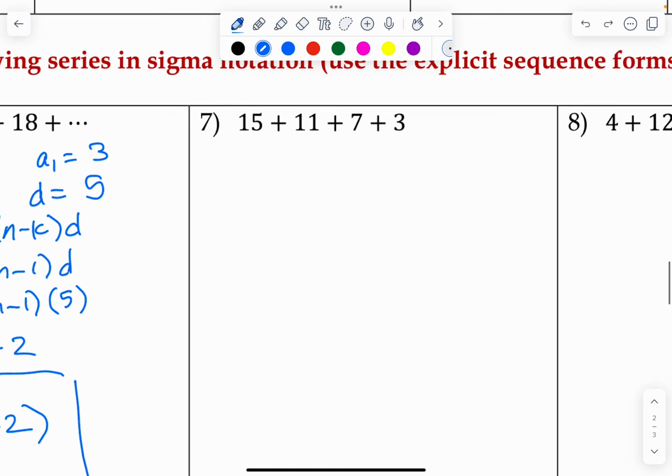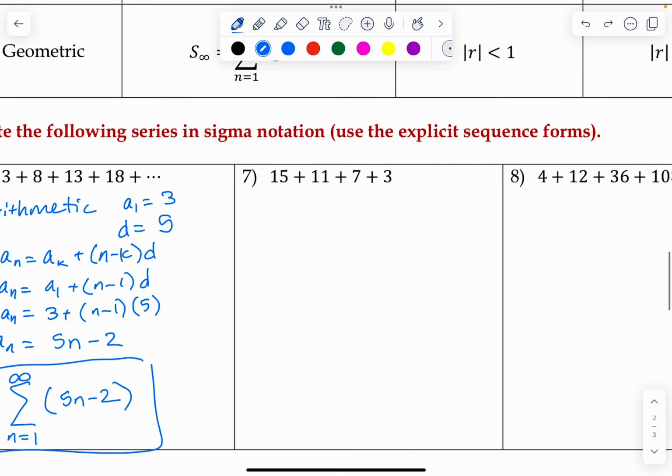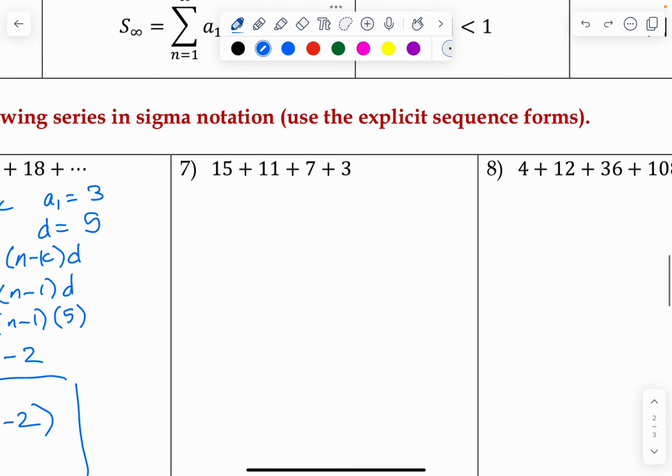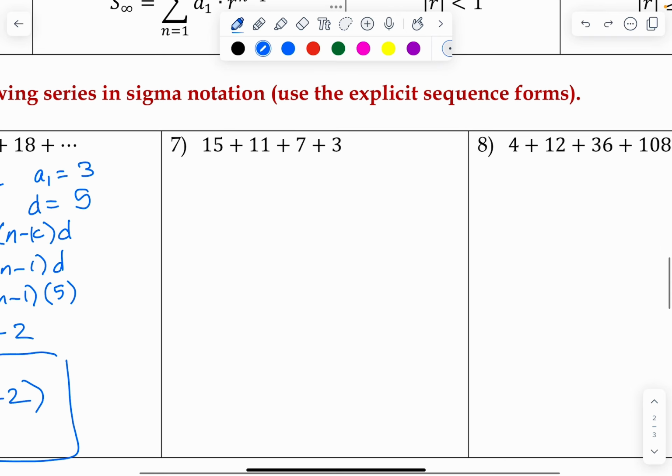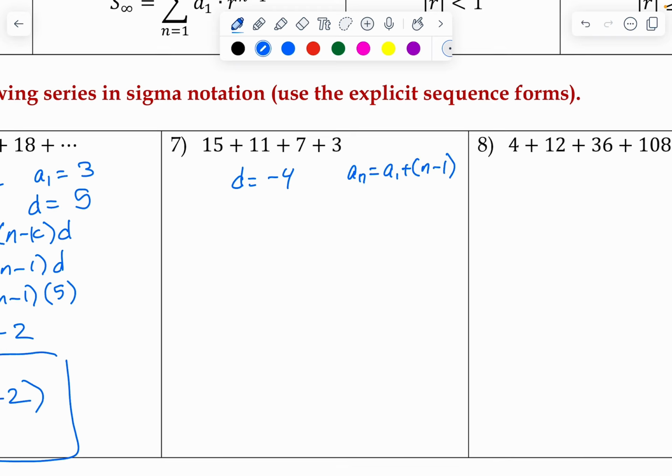On this one, they're asking us to write the following in sigma notation using explicit sequence forms. What do I see? I see that I have a common difference of negative 4. I'm going down 4, down 4, losing 4 each time. And so a sub n equals a sub 1 plus n minus 1 times d.